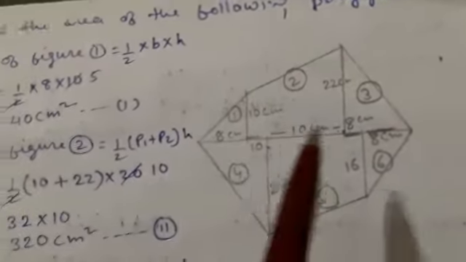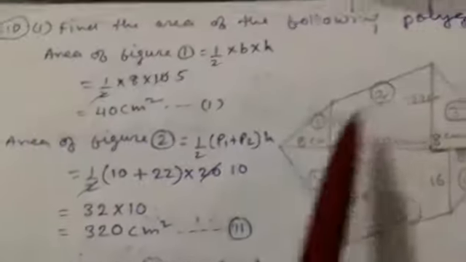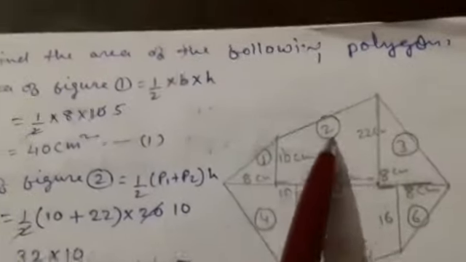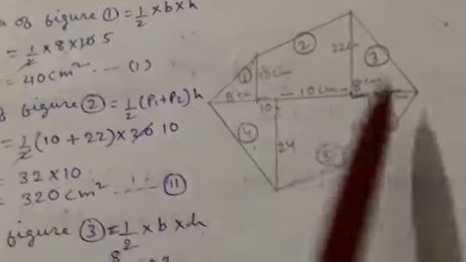Here a figure is given. Now we have divided this figure into several smaller figures. Suppose this is figure 1, figure 2, figure 3, figure 4, figure 5 and figure 6. So we will find out the area of all these figures separately.